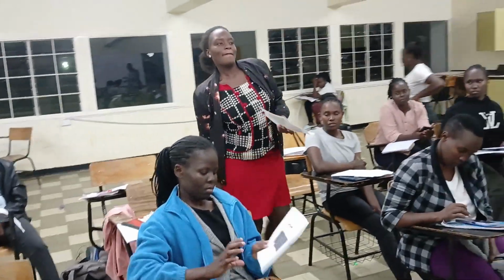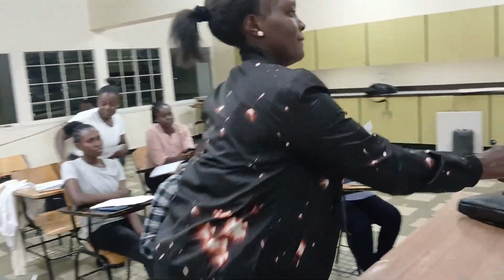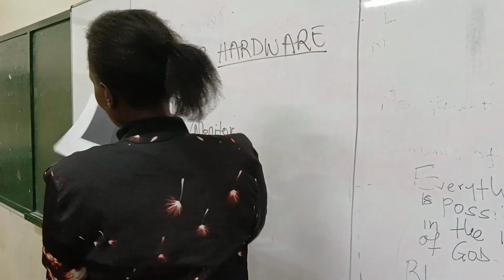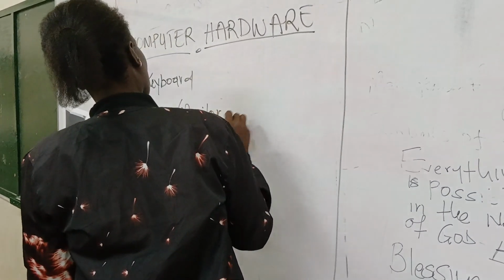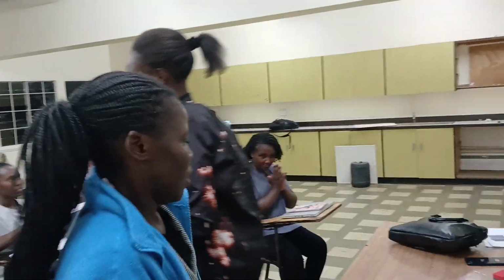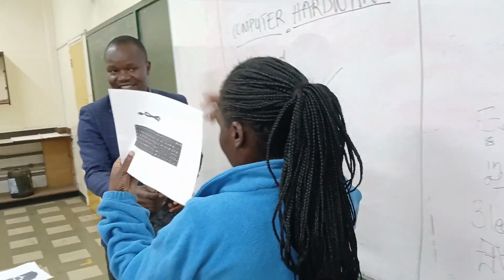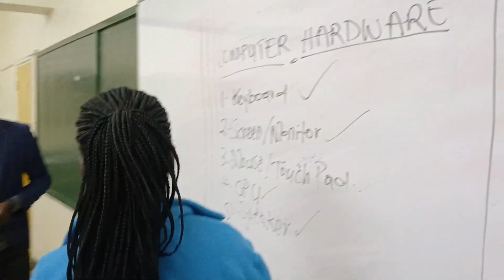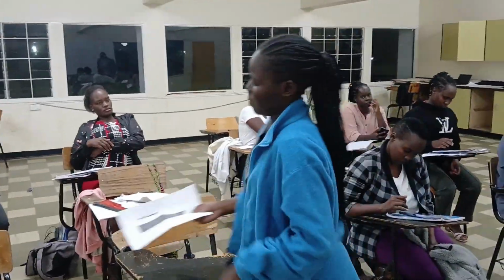Group 4. Show us your picture first. Yes, you can see that. A monitor, well done. Can you clap for group 4? Finally, group 5. Show us your picture. And she has said it's a keyboard. Is she right? Yes. Clap for her. Well done.